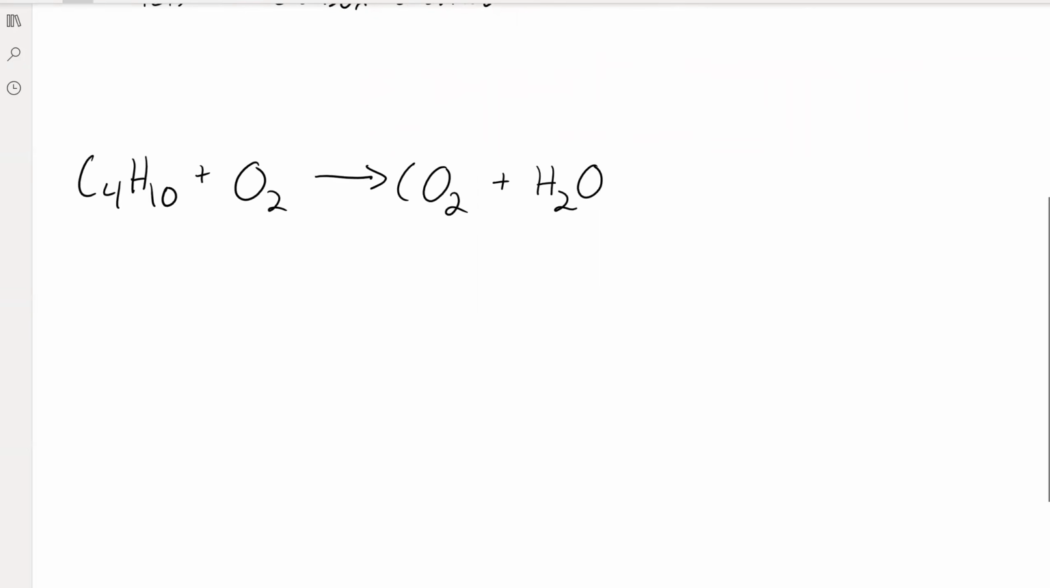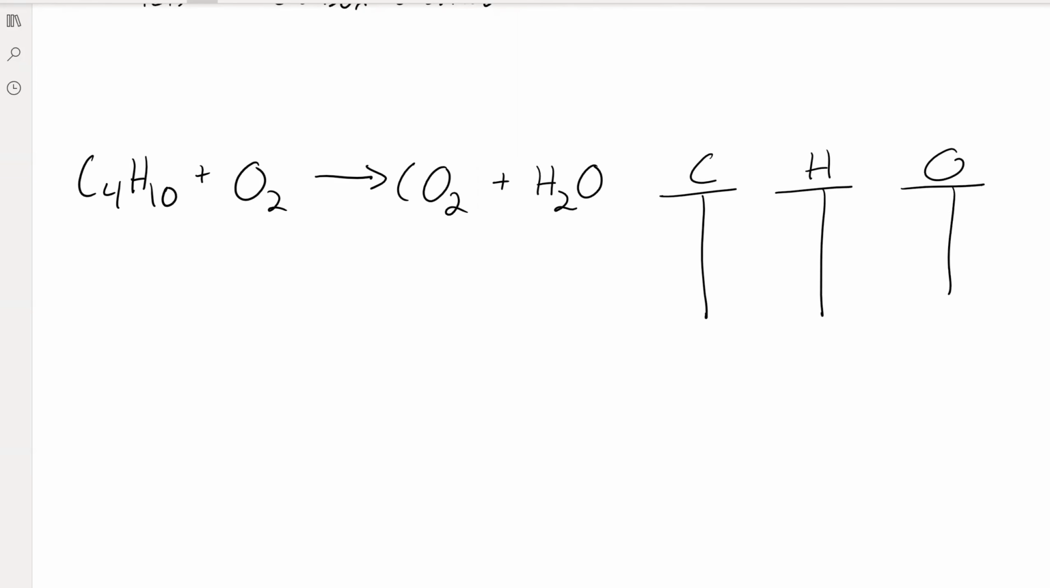And then we're going to see how many of each thing we have from the reactant side and the product side. So we have carbon, hydrogen, and oxygen. On the left side, we have a C4, so 4 carbons. On the right side, we only have 1 CO2, so only 1 carbon. On the left side, we have a C4H10, so 10 hydrogens. On the right side, we've only got 1 H2O, so only 2 hydrogens. Oxygens on the left side, we've got an O2. On the right side, we've got 2 from here and then 1 from here for a total of 3. And so now what we can see is that none of the 3 elements are balanced.